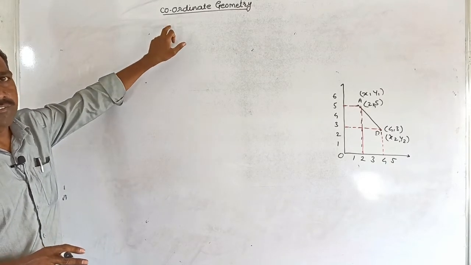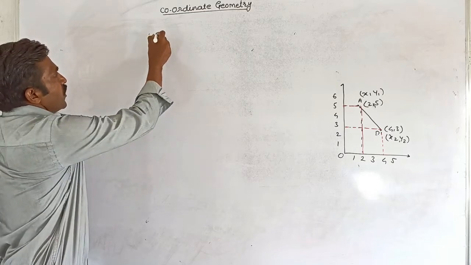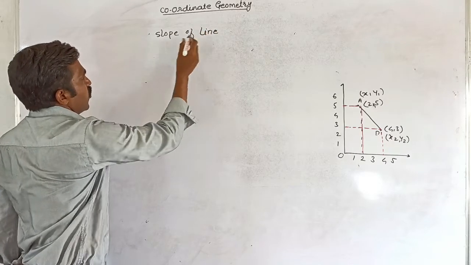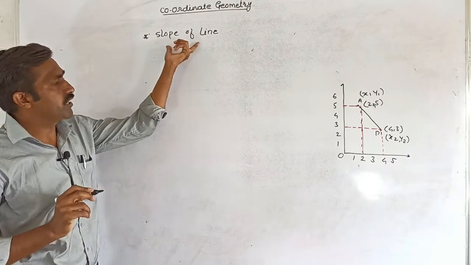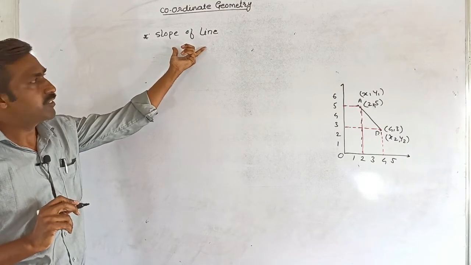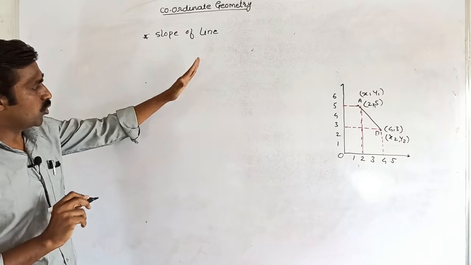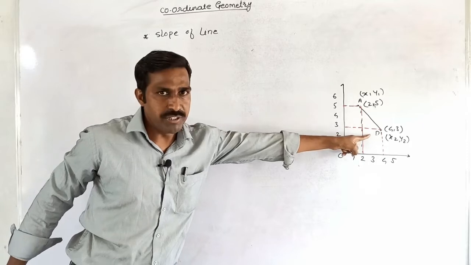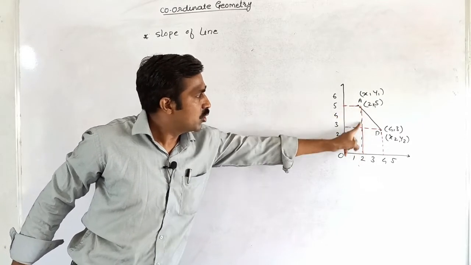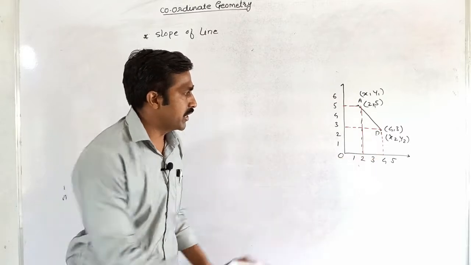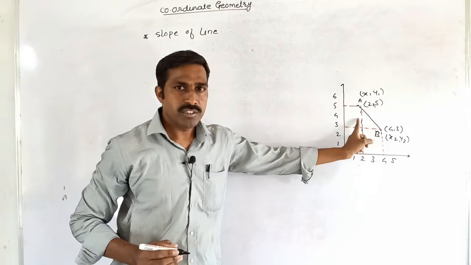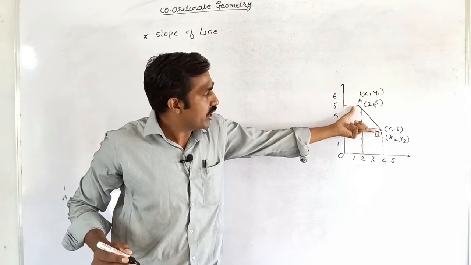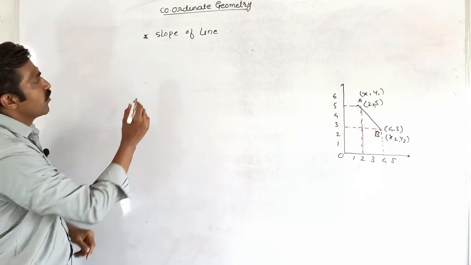Next point of this chapter, slope of line. Slope of line is a very important topic for 10th standard, for 2 or 3 marks. For example, point A and point B. Point A coordinates are (2, 5) and point B coordinates are (4, 3). So now find out the slope of AB, using the slope of line formula.